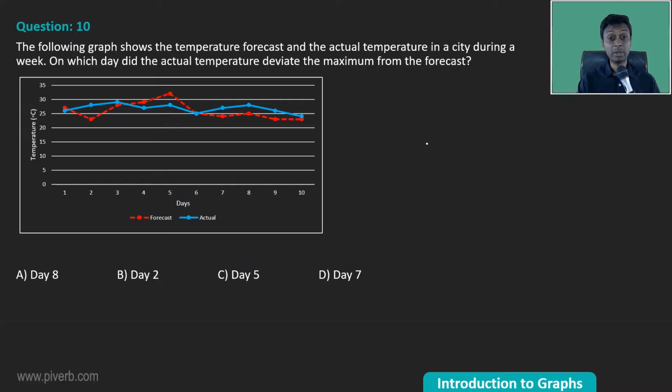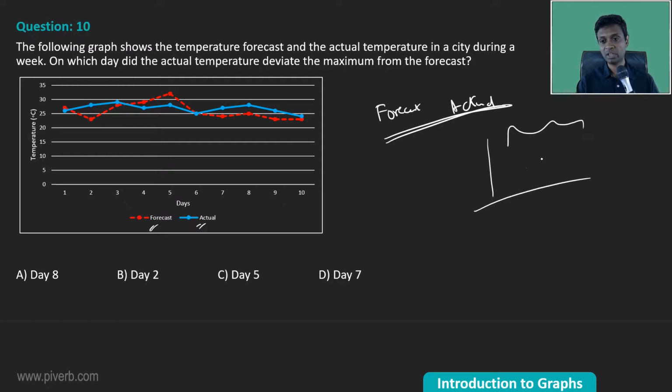The following graph shows the temperature forecast and the actual temperature in a city during a week. Wonderful. This is the forecast. This is the actual. Seem to be actually very decent. Look at this. Whenever we have forecast and actual, if the graphs are very close to each other, whoever is forecasting is doing a good job.